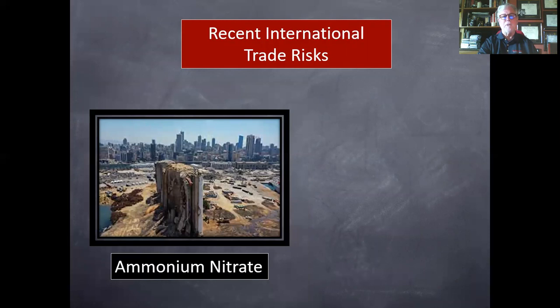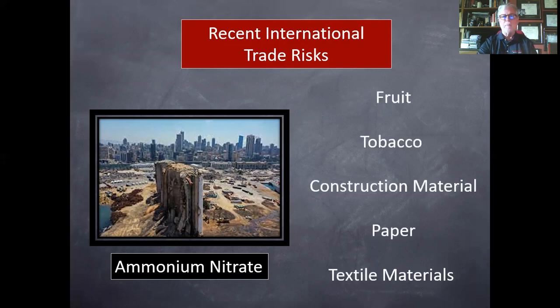You take other disasters. This is a picture of Lebanon right now. The country's in shambles. They had some silos that contained ammonium nitrate. Well, it's highly explosive. It blew up, wrecked a big portion of the city, and now their business, where they used to export fruit, tobacco, construction material, paper, and even some textile materials, that's gone, and the whole country is in poverty right now.